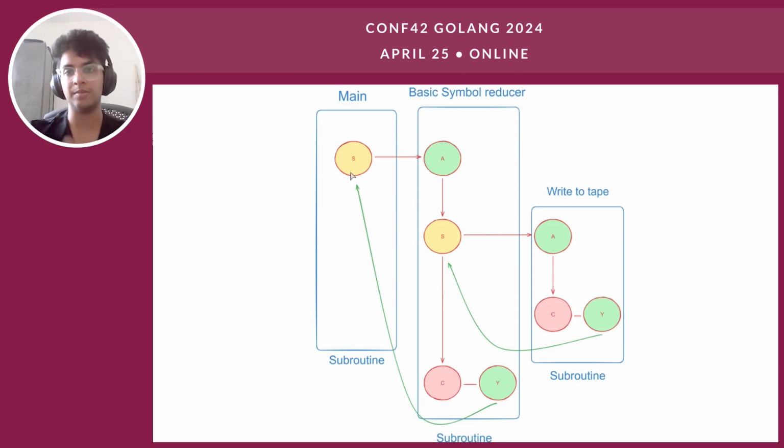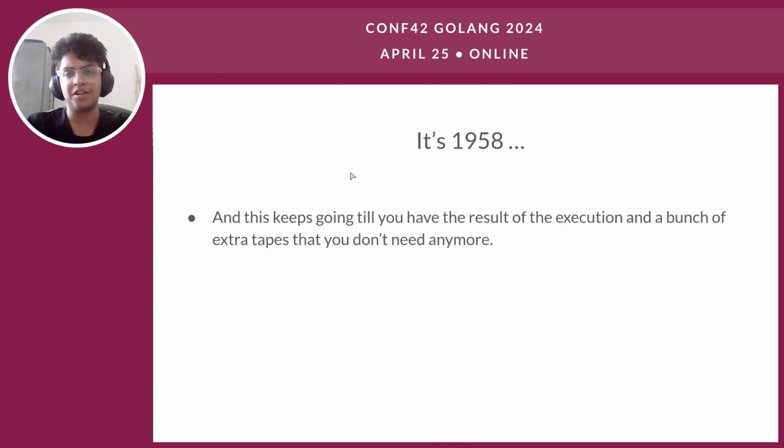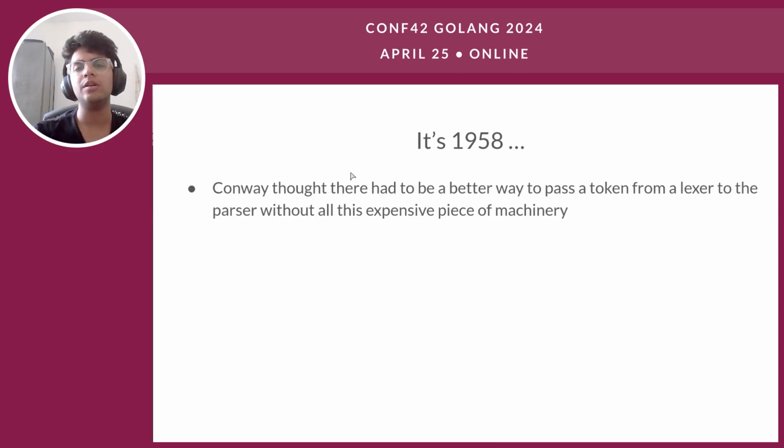So this is kind of what it looks like. Initially, your main program calls symbol reducer. Symbol reducer writes a bunch of tapes, and these tapes are used as input to your name reducer. You have a bunch of extra tapes that you don't need anymore, and this entire process involved a bunch of extra machinery. So Conway thought there had to be a better way to pass the output that you get from your symbol reducer, or your lexer, to your parser, which is your name lookup, without all this expensive machinery. And we'll start to see how he thought of the coroutine.